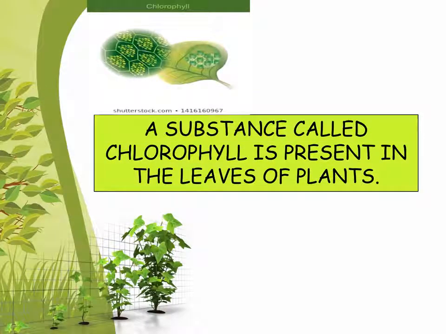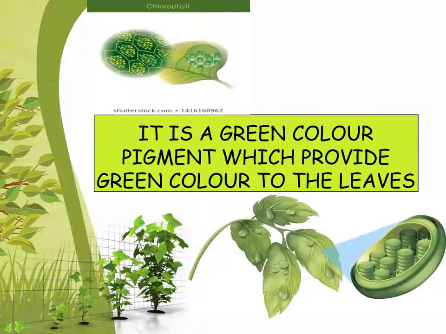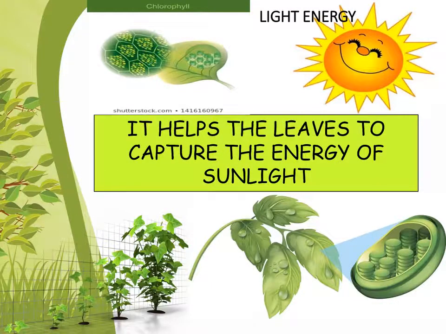There is a substance called chlorophyll which is present in leaves of plants. It is a green color pigment which provides green color to the leaves. It helps the leaves to capture the energy of sunlight. Now we have seen how plants obtain raw materials from the surroundings and how they are transported to the leaves.